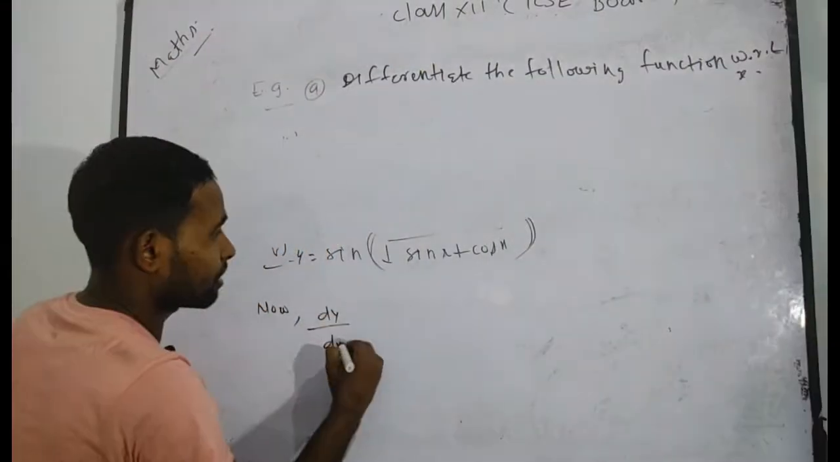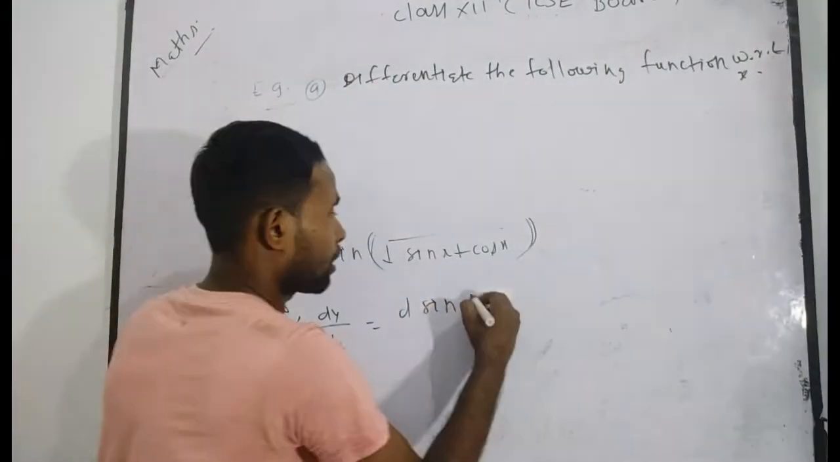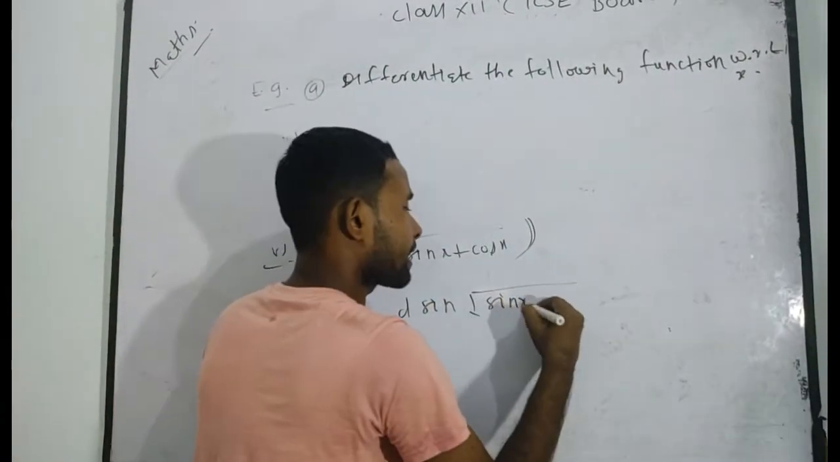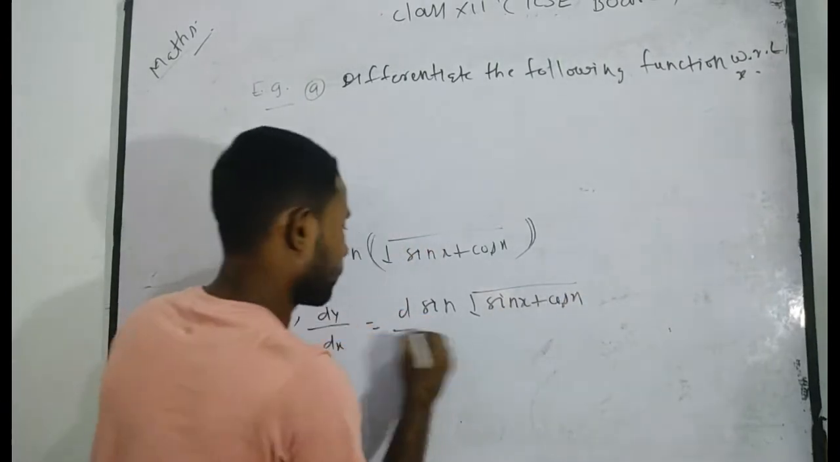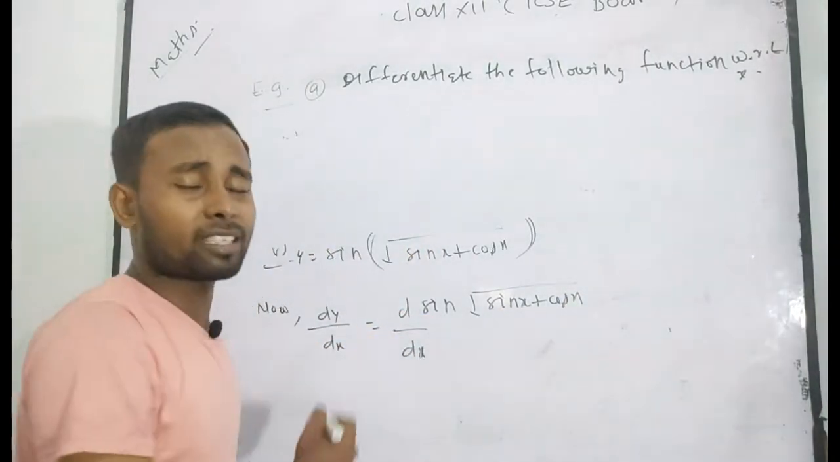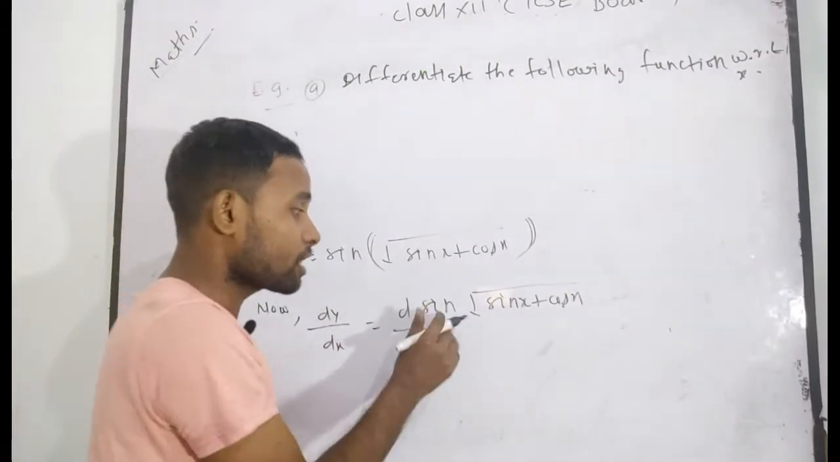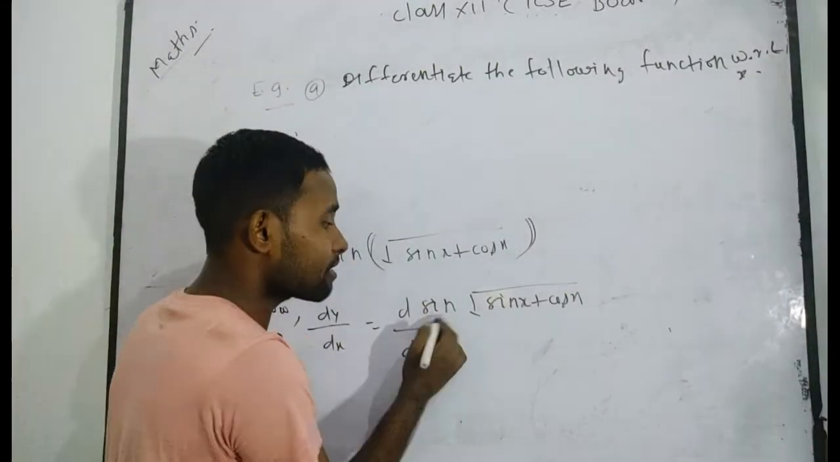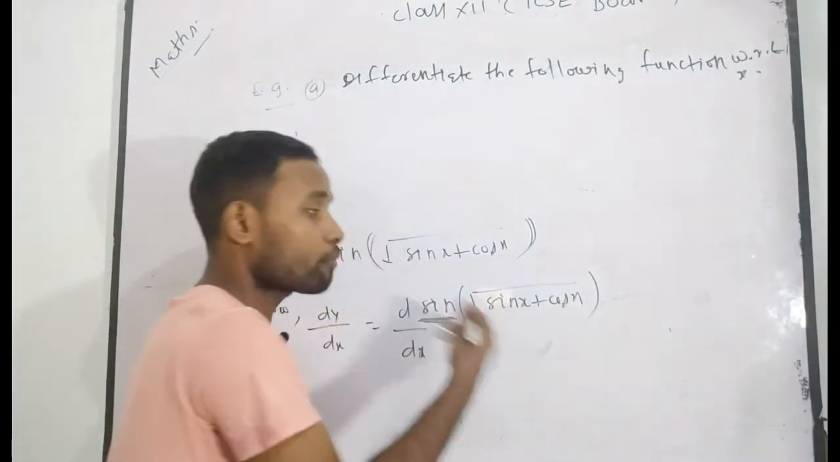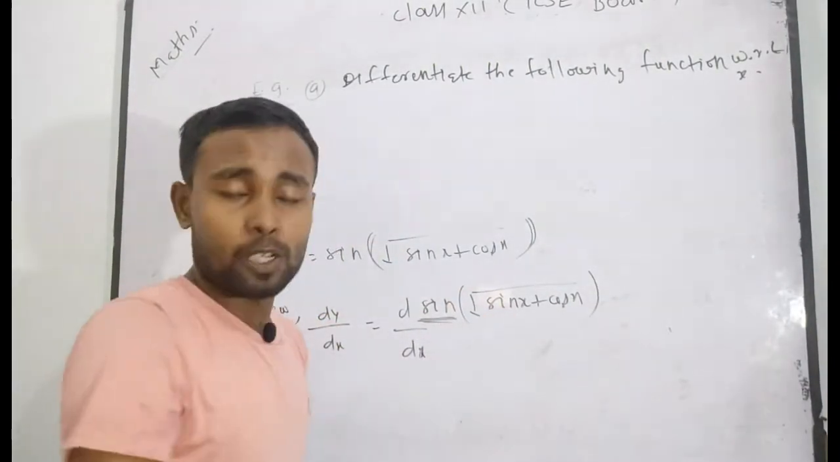dy by dx will be the derivative of sin of root under sin x plus cos x with respect to x. As you know, this function cannot be differentiated directly with respect to x. So first of all, you have to differentiate this function, where the function is sin, and in place of theta there is given root under sin x plus cos x.